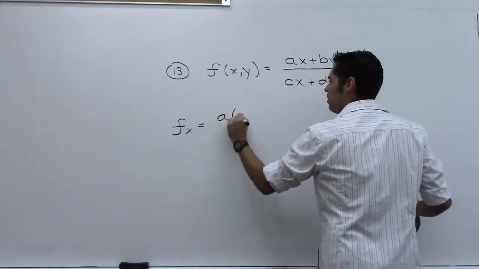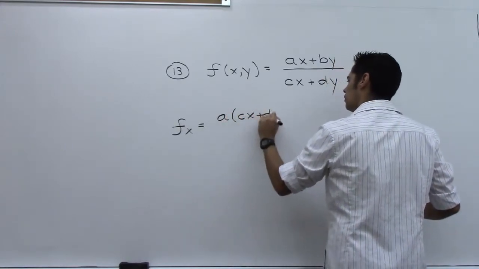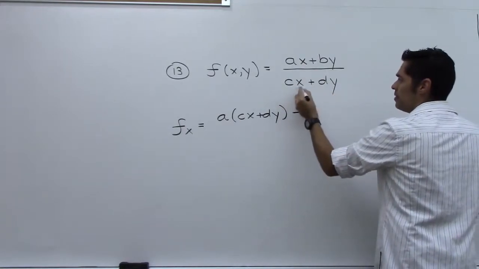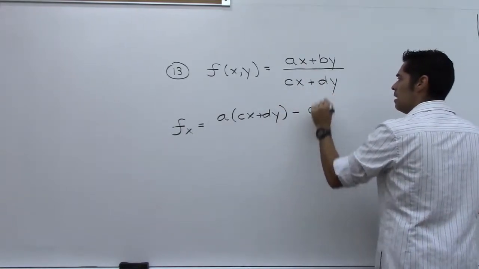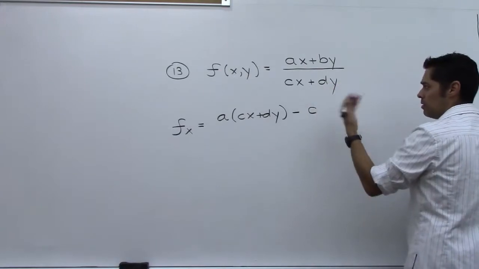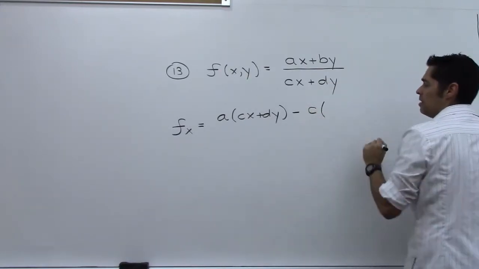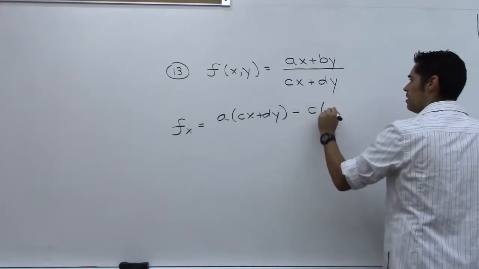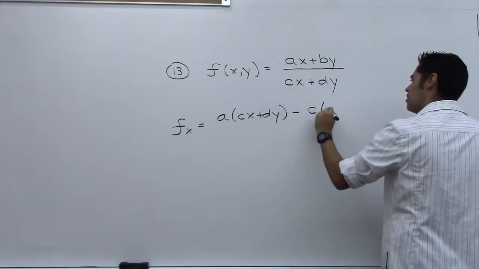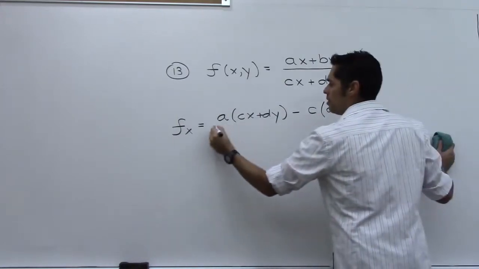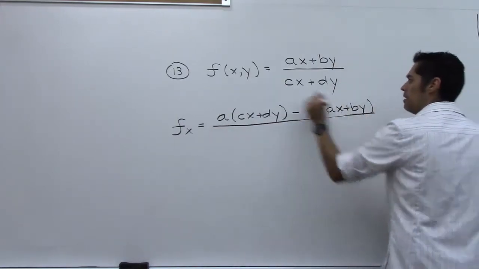Then times the bottom, so I'm doing the quotient rule. Minus now the derivative of the bottom. The derivative of cx is just c, plus the derivative of dy, which is 0 because d and y are both constants. Now, continuing with the quotient rule, that's the derivative of the bottom times the top, which is ax plus by, and then all of this divided by the bottom squared.